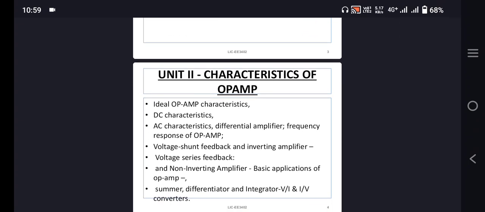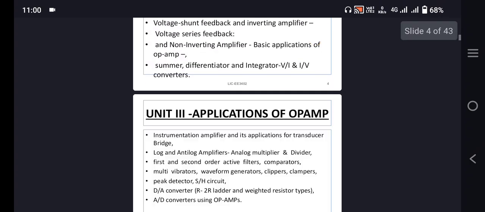Second unit is characteristics of op-amp. It consists of ideal op-amp characteristics, AC/DC characteristics, then basic operational amplifier applications like differential amplifier, voltage shunt feedback, voltage series feedback, inverting and non-inverting amplifiers, then summer, differentiator, integrator, voltage to current and current to voltage converters.